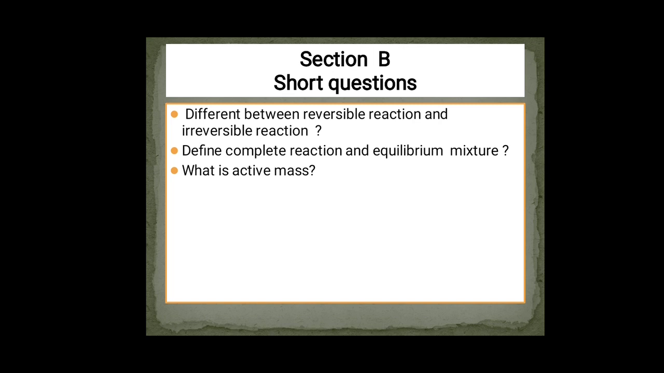Properties of reversible reaction. The first one is, reversible reactions never go to completion. And the second one is, all reversible reactions occur in both directions, that is forward direction as well as reverse direction. Notation of the reversible reaction: a double arrow in the chemical equation shows that the reaction is reversible.